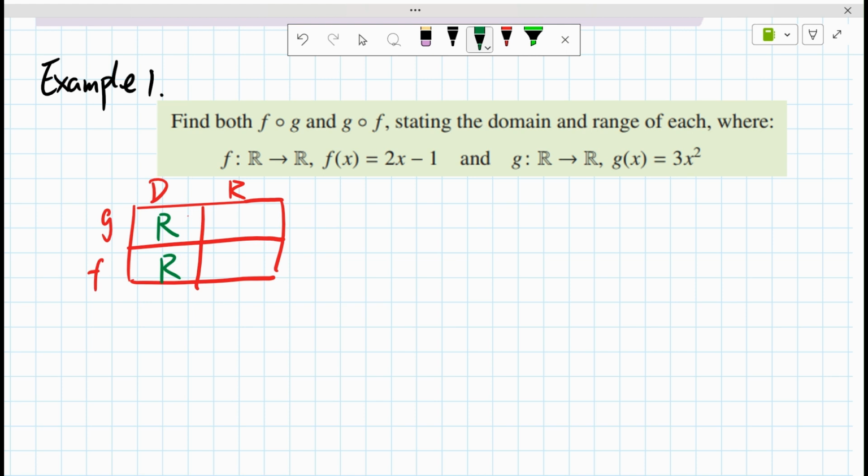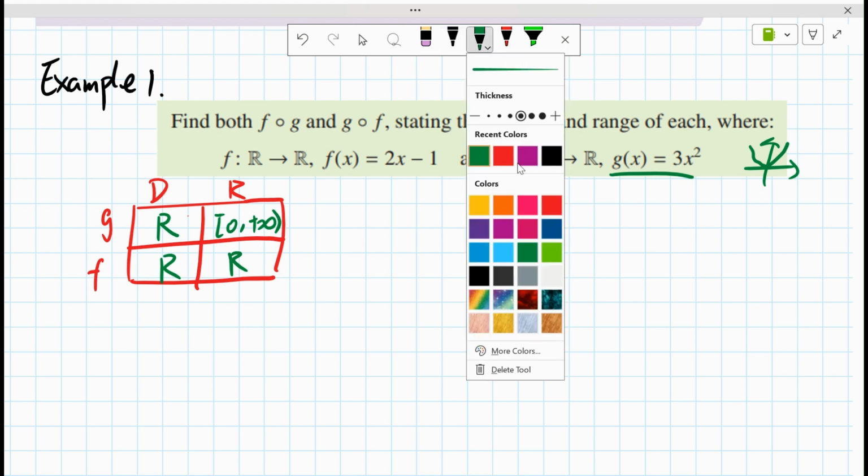But the range is a little bit different. The range for g(x), if we graph it, is positive and also includes 0, so we can write 0 to positive infinity. But for f(x), the range will be the real numbers. So we need to do both f followed by g and g followed by f.